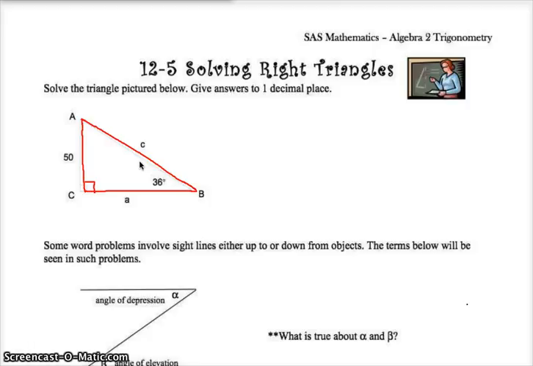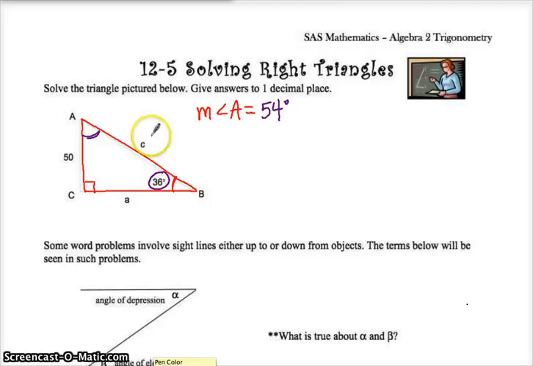So in this first diagram, we've been given this length AC, which is 50. We've been given this angle, which is 36 degrees. So we need to find the measure of angle A. That's part of the missing information. Well, that's easy because 36 degrees and angle A need to be complementary. So subtract 36 from 90 degrees, you get 54, so you're done there.